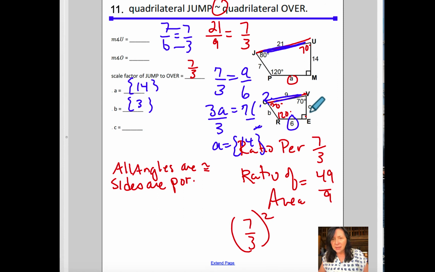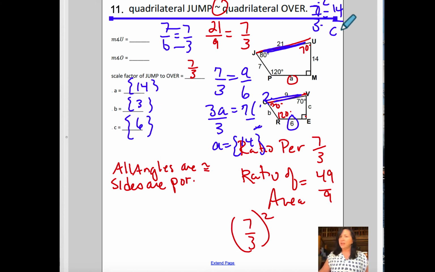And C, 14. So we're going to go 21 is to 9, which is 7 is to 3. So 7 is to 3 as 14 is to C. Multiply by 2. Here, 7 times 2 is 14, so 3 times 2 is 6. So C has to be 6.